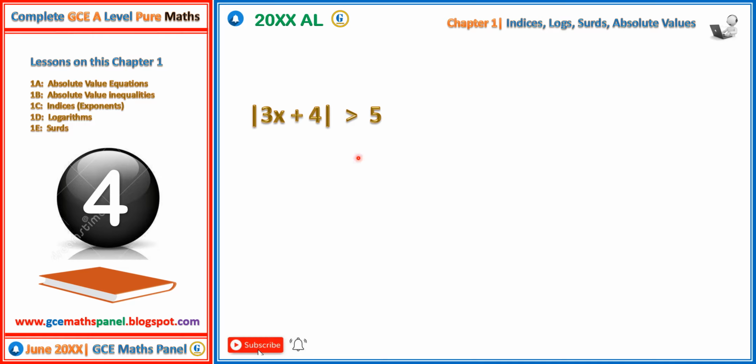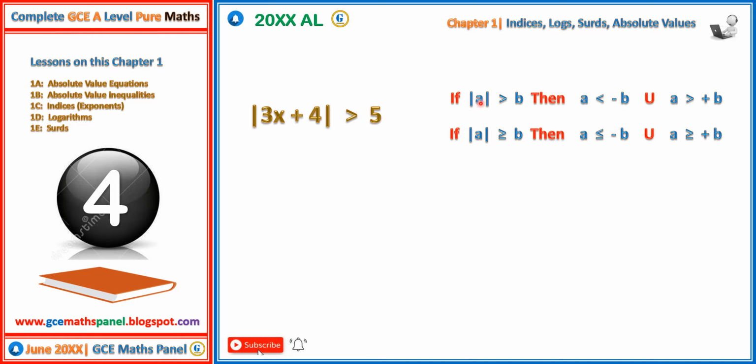Question number 4, we have the absolute value of 3x plus 4 greater than 5. Now here we have greater than, and how do we break the greater than? If the absolute value of a is greater than b, then a is less than the negative of b, or a is greater than the positive of b. So in this case, our a here is 3x plus 4. So this 3x plus 4 is less than the negative of this number.